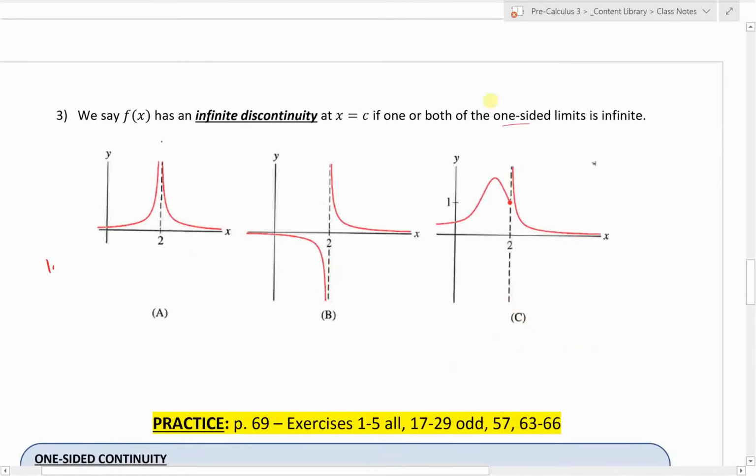So like we look at a here, the left-hand limit, the limit as x approaches 2 from the left of f of x, well, clearly as you get close to 2, it's going to run right up to infinity, right? So we would say that the left-hand limit is positive infinity. The right-hand limit, we see the same thing happening. It's running up toward positive infinity. So we'd say the limit as x approaches 2 from the right is also positive infinity.